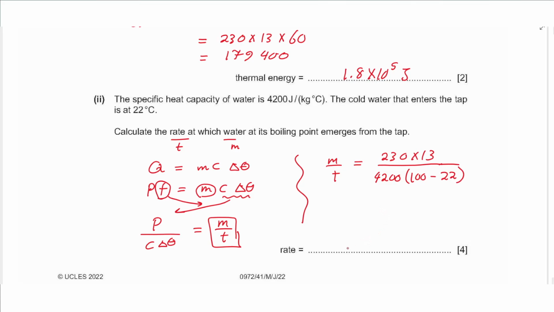This gives a value of 0.0091 kilograms per second, mass divided by time, or we can convert it to grams. That would be 9.1 grams per second.